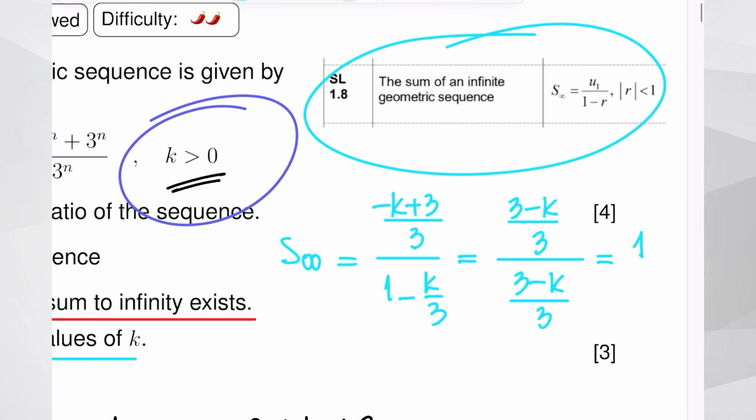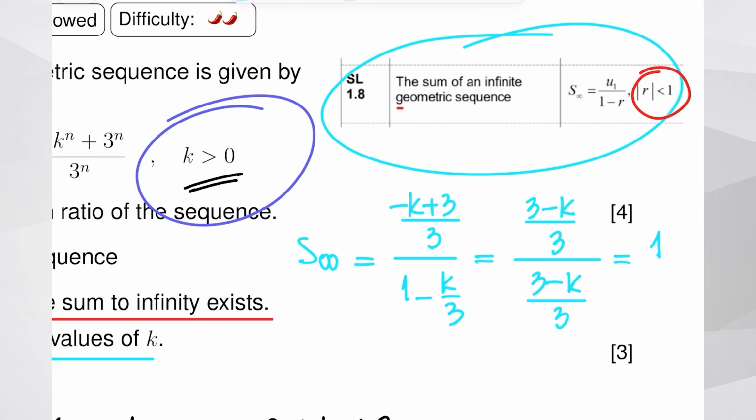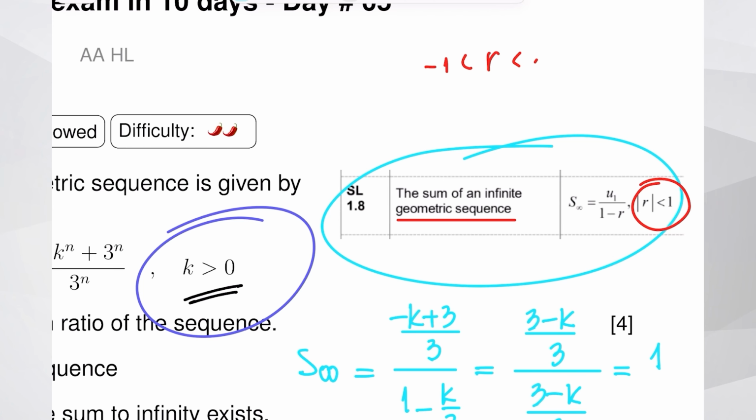And by the way, this is where a geometric sequence presents a sum which is finite, even if it has infinite terms. So the radius of convergence, or the ratio of this geometric sequence, has to be in between -1 and 1, which is what we used before. This is just another way of saying the same thing.